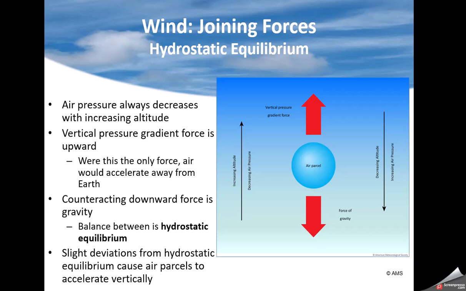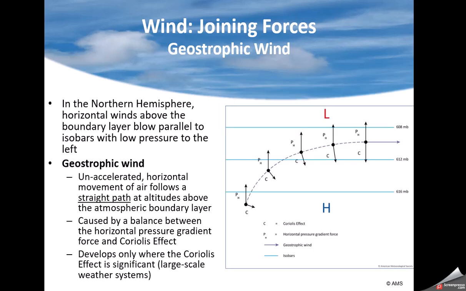The impact of gravity pulls down the air parcels. The vertical pressure gradient wants them to rise. Because they're equal in hydrostatic equilibrium, yes, a parcel can rise or a parcel can sink, but it's going to do it at a constant velocity. That is why we are able to have an atmosphere.